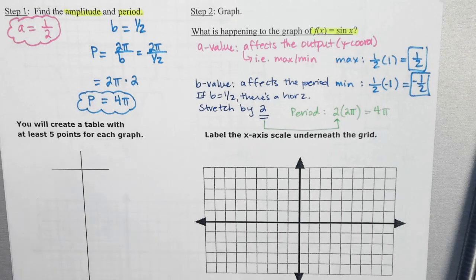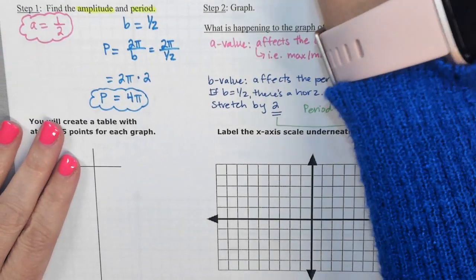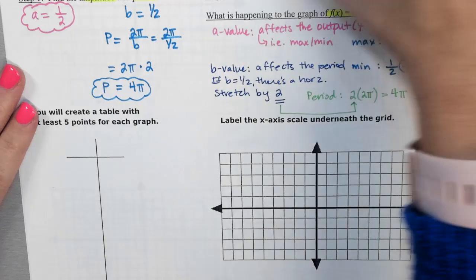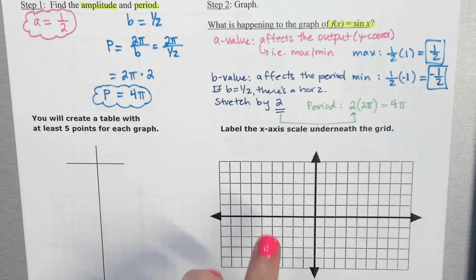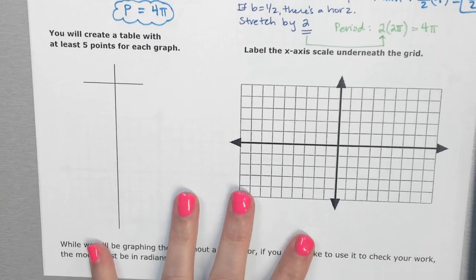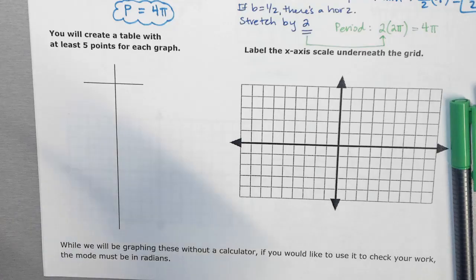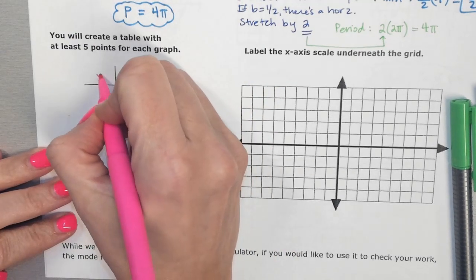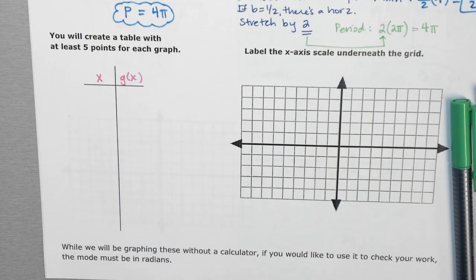All right, so we are using patterns in order to graph. Okay, so we're not going to be using our calculators. I am going to show you some things in Desmos today. And you can graph this in your calculator to check, or if you want to see what your shape looks like. So this is called g of x, so I'm going to write x and g of x.